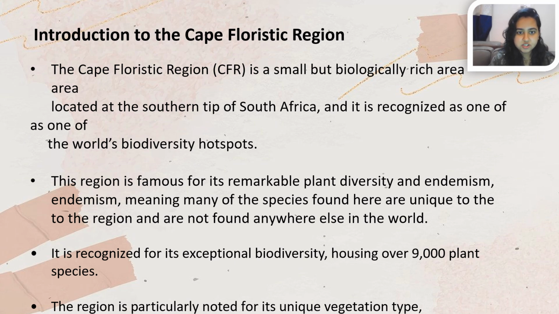The Cape Floristic region (CFR) is a small but biologically rich area located at the southern tip of South Africa, and it is recognized as one of the world's biodiversity hotspots. This region is famous for its remarkable plant diversity, meaning many of the species found here are unique to the region and are not found anywhere else in the world. It is recognized for its exceptional biodiversity, housing over 9,000 plant species. The region is particularly noted for its unique vegetation type, which is endemic to the area.